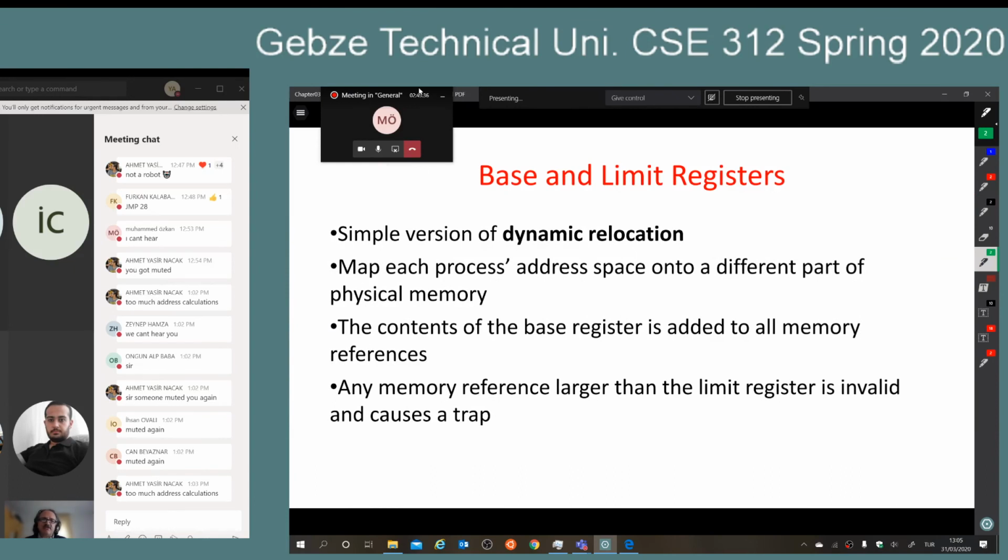So, dynamic relocation based on limit registers. The contents of the base register are added to all memory references, and any memory reference larger than the limit register is invalid and causes a trap. Trap means the CPU says this instruction executed an illegal operation, and I will interrupt it and ask the operating system to handle it. So the CPU provides this mechanism for me.